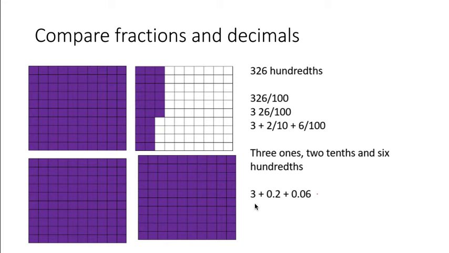Or I could write it as expanded addition, 3 wholes, 0.2, that's my 2 tenths, and 0.06, that's my 6 hundredths. Finally, I could write the decimal 3.26. These all mean exactly the same thing. They all represent this value over here.